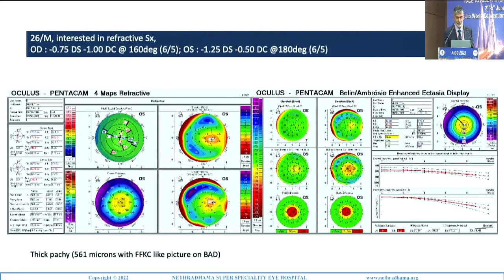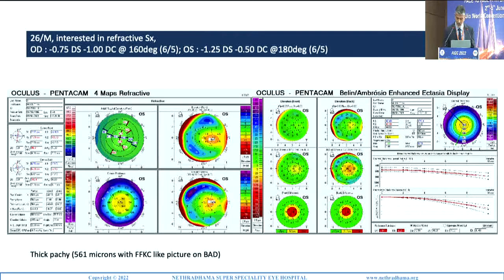This is another case, a 26-year-old male interested in refractive surgery. You can see again a low myopia with low astigmatism, and if you look at the Pentacam, it shows that he has a thick pachy, 561 microns, but the anterior elevation and posterior elevation on BAD are abnormal. The total D, of course, is normal. So these are cases which are perplexing. I mean, would you go ahead and touch this patient, do a refractive surgery or not?